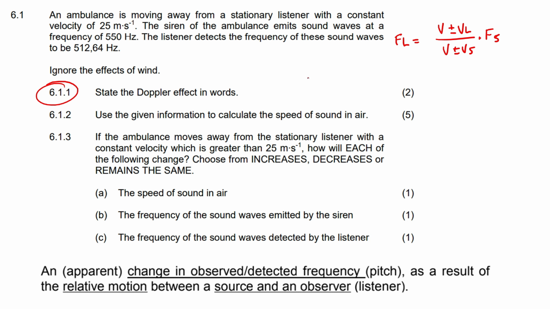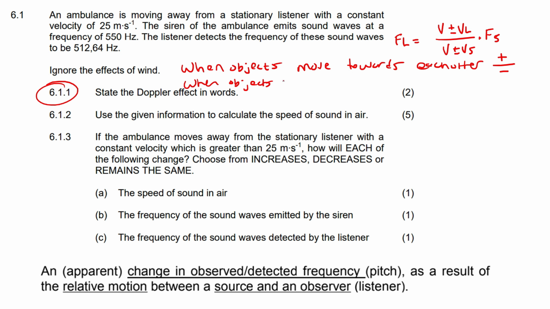Now, the golden rule is when objects move towards each other, then what do we do? We use a plus at the top and a minus at the bottom. When objects move away from each other, then what do we do? We use a minus at the top and a plus at the bottom. I'm talking about over here and over here. So they tell us that the siren or the ambulance is moving away. So we're definitely going to use this scenario. So we're going to put a minus at the top and a plus at the bottom.